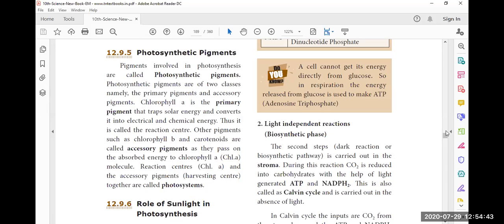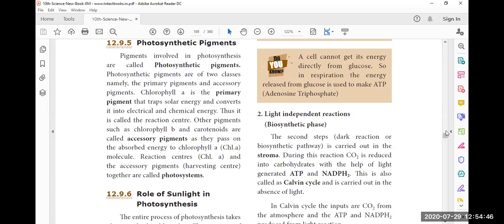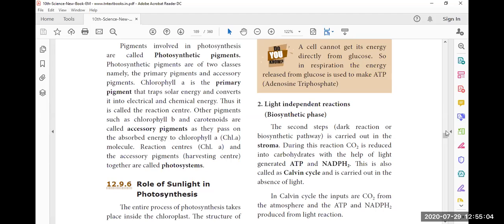Other pigments such as chlorophyll B and carotenoids are called accessory pigments. Accessory means other pigments. The other pigments involved in the process of photosynthesis are called the accessory pigments. They pass on the absorbed energy to chlorophyll A. The reaction center and the accessory pigments together are called a photosystem, where chlorophyll B and carotenoids absorb energy from the sunlight and pass it to chlorophyll A.